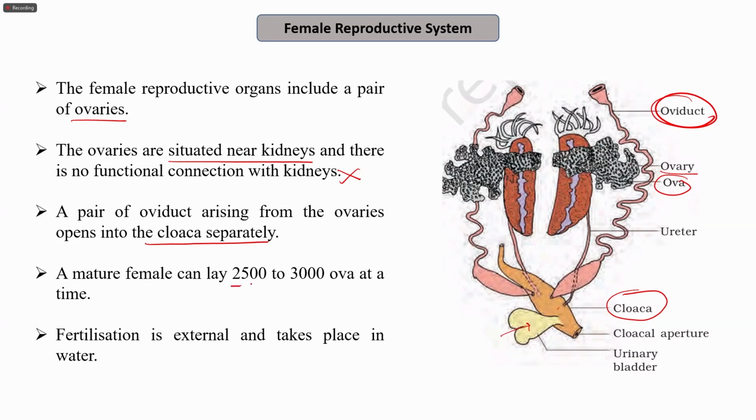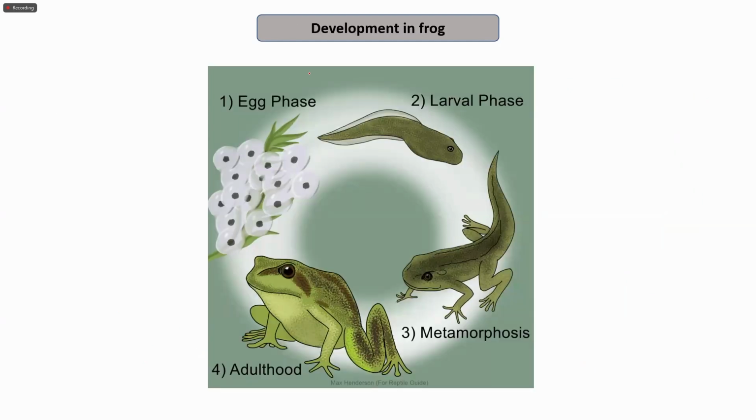A mature female can lay 2,500 to 3,000 ova at a time, and fertilization is external. We know that ova are released outside in the water, and sperm is also released in the water, and the fertilization takes place externally in the water. Next is the development. Fertilization is external, that takes place in the water.